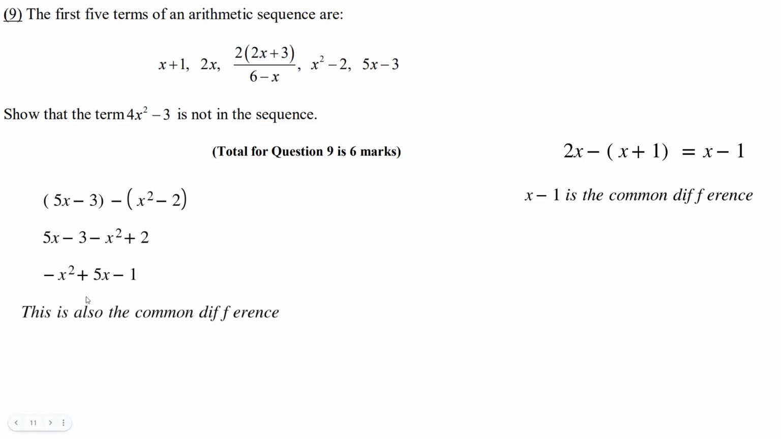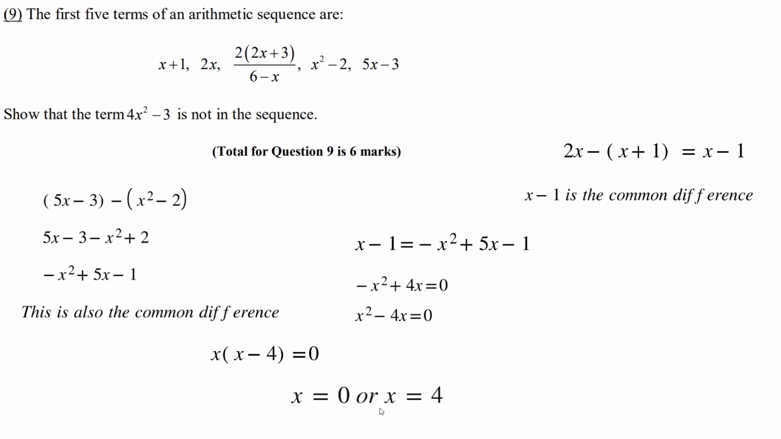Now this is also the common difference. So we've got two common differences and they must be the same because it's an arithmetic sequence. So you can just set them equal to each other. Then rearrange to get x squared minus 4x equals 0. And then factor out the x to get x equals 0 or x equals 4.